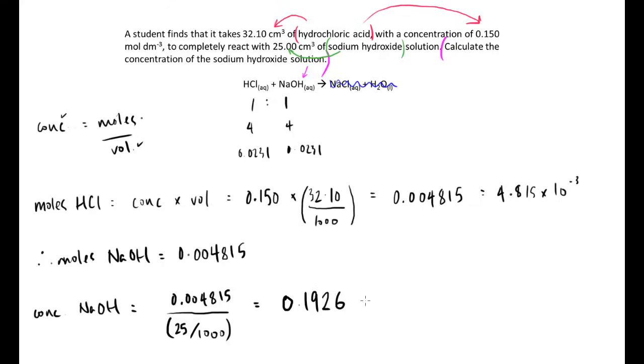0.1926. Now three significant figures arise, and we'll go for 0.193. Remember units: we're dealing with concentration, therefore it's going to be moles per decimeter cubed. Lovely.